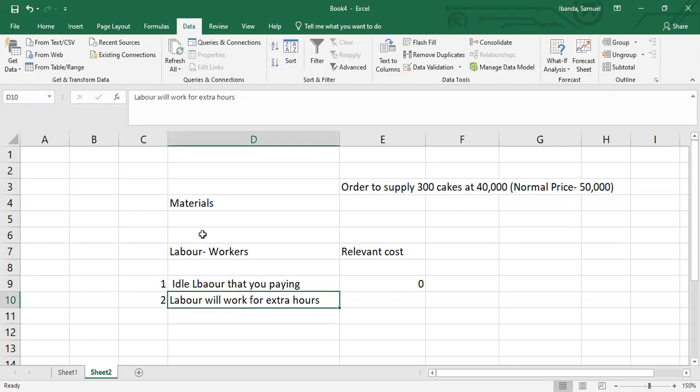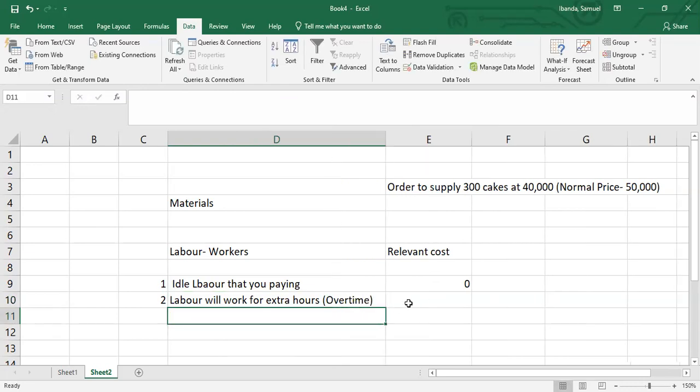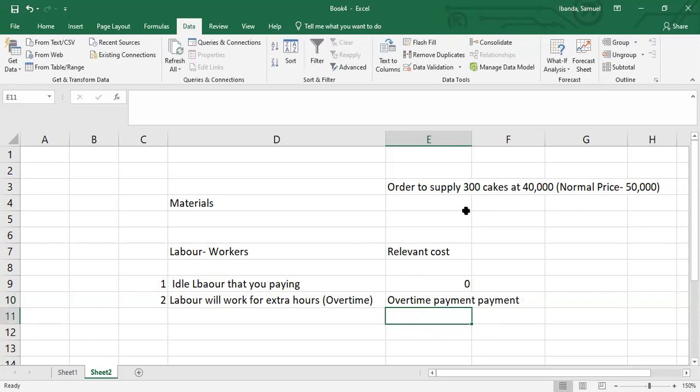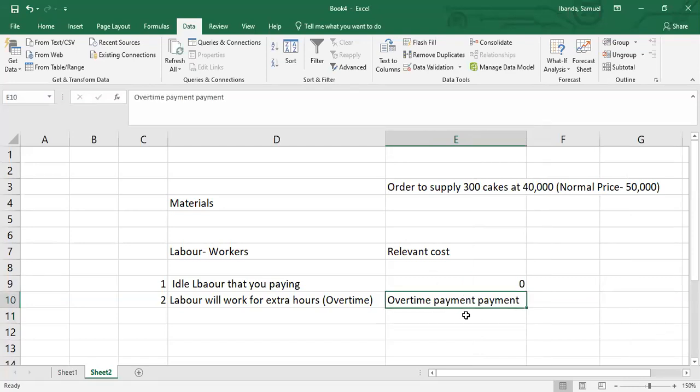Now, in this case of labor working for extra hours, we are saying that you have existing labor. That labor, you're already paying it a salary, but because of this contract, they are going to work extra time and you have to pay them overtime. Now, the relevant cost for such a scenario will be the overtime payment. Only that will be the relevant cost. The reason why I'm only taking the overtime payment is because it's the only additional cost.